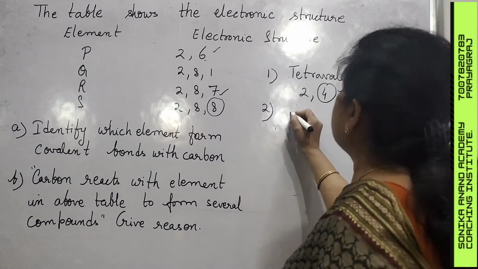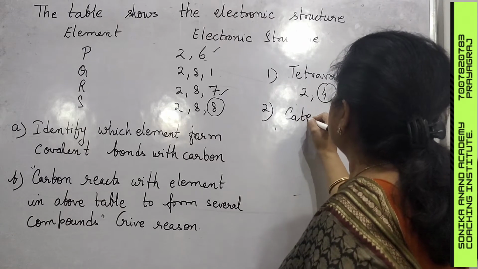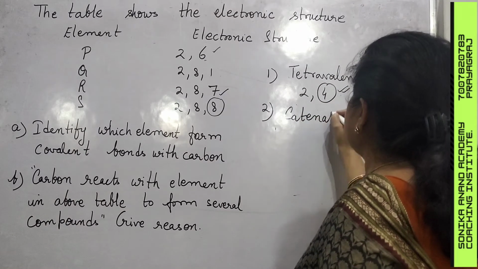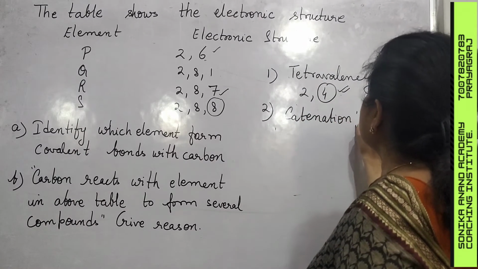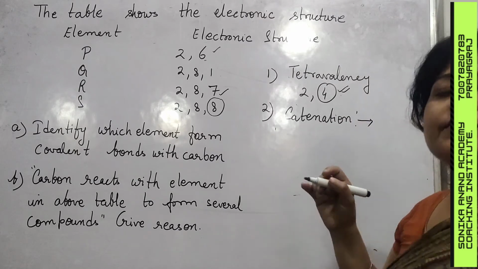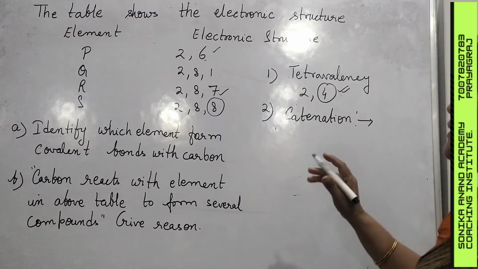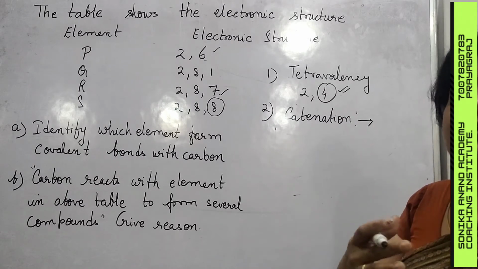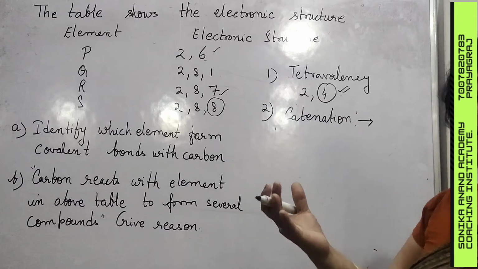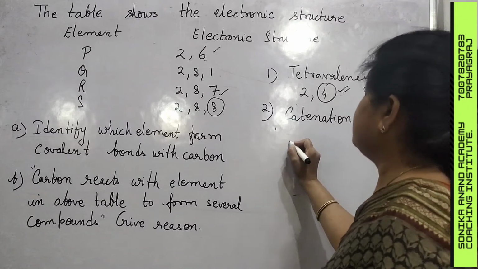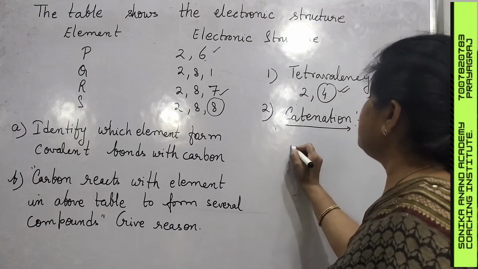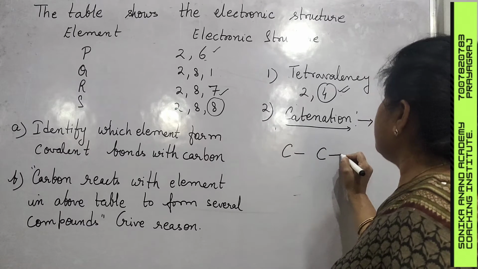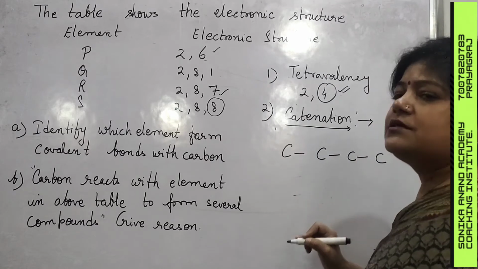Second one, carbon has a unique property which is termed as catenation. Now, what is the catenation? Catenation is the property of the element in which the element forms compounds just by self-linking. We can see that catenation is self-linking. That means carbon and carbon, they attach by themselves.